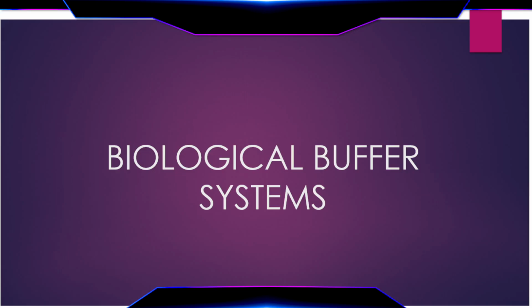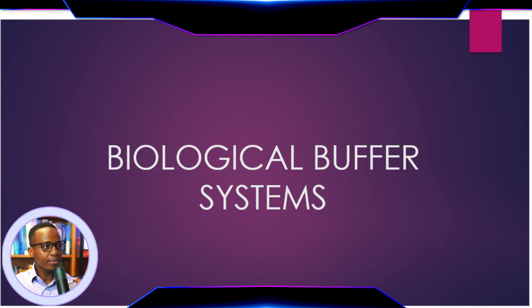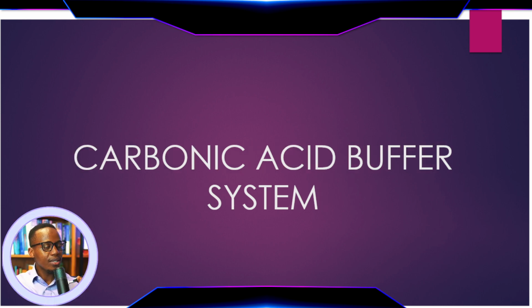And we have three main buffers. We have the carbonic acid buffer system, the phosphate buffer system, and then we have the protein buffer systems. And we're going to look at these today, but it's just going to be an overview. We're not going to go too specific into reactions. But by the end of this video, you should know more about these buffer systems. So let's start with the carbonic acid buffer system.